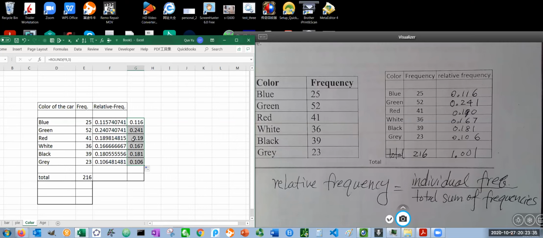Let's do total relative frequency. This is relative frequency. Again, how do I total? Still remember? I do a sum, right? Add them together. We get 1.001, because I got that by doing it on paper. Enter. 1.001.